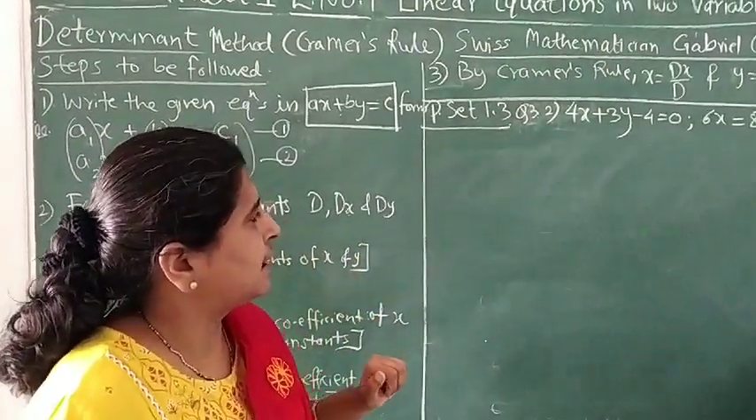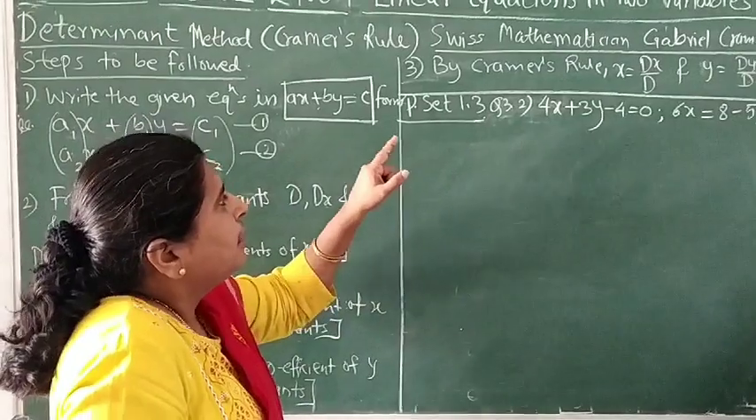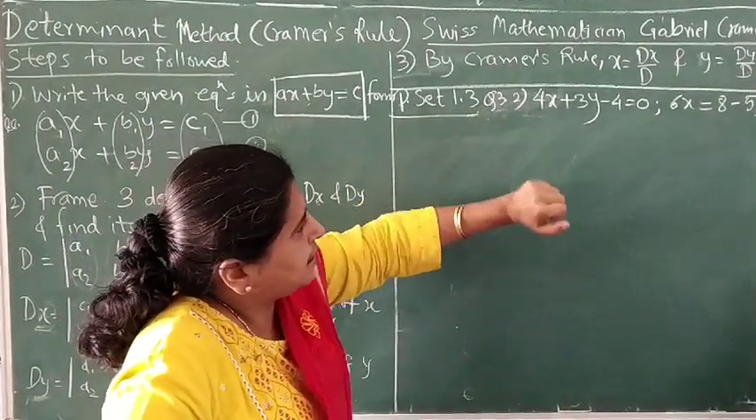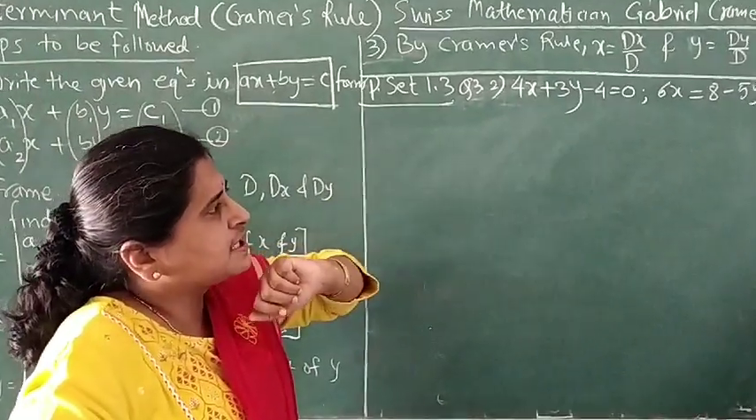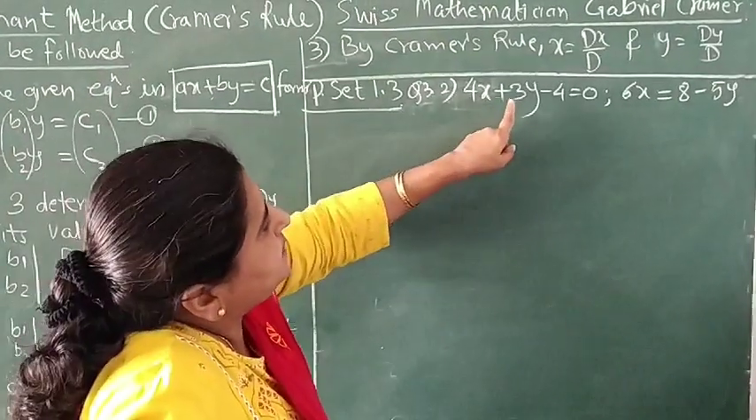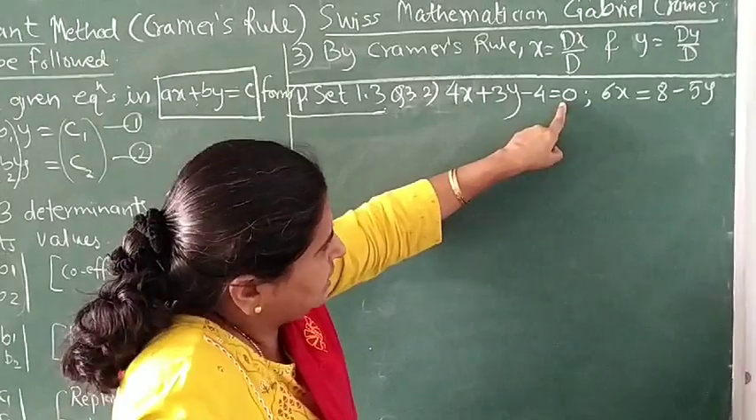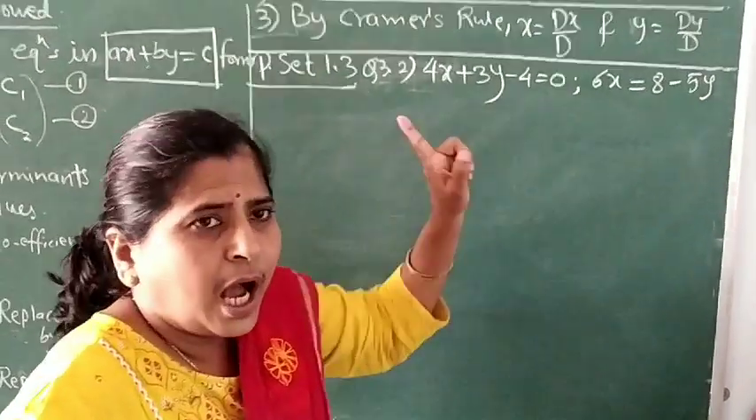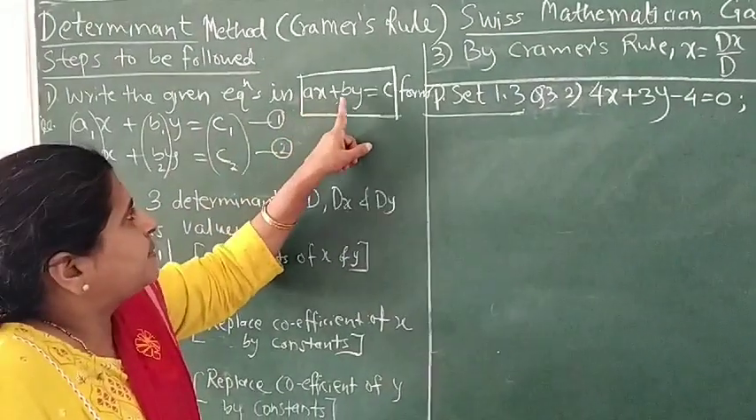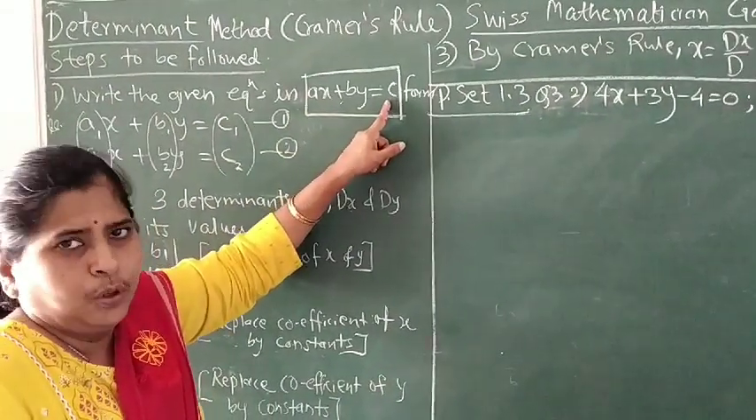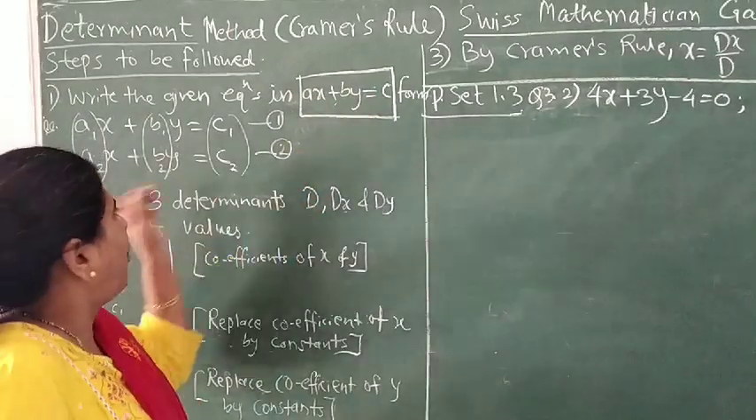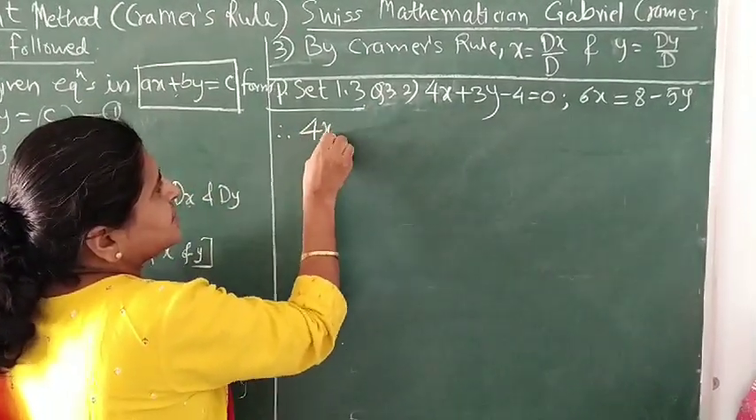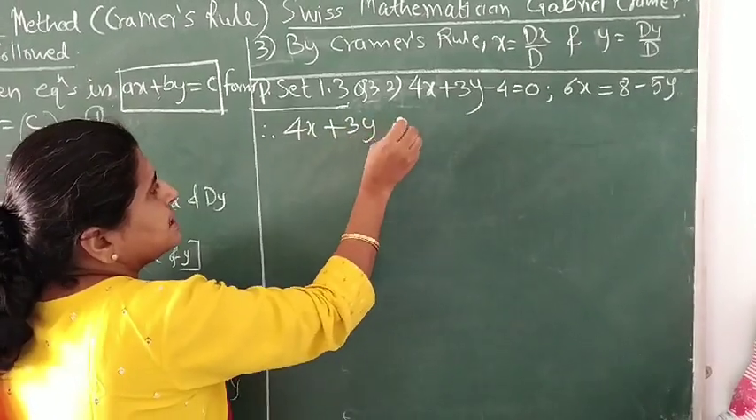Let's do one sum by this method. For this I have selected practice set 1.3, question number 3, the second sum. What are the two equations given to us? It is 4x plus 3y minus 4 is equal to 0, and another is 6x is equal to 8 minus 5y. Are they in the form ax plus by is equal to c? No. So we have to write them in that form first. Therefore, let's write the first equation: 4x plus 3y is equal to c.